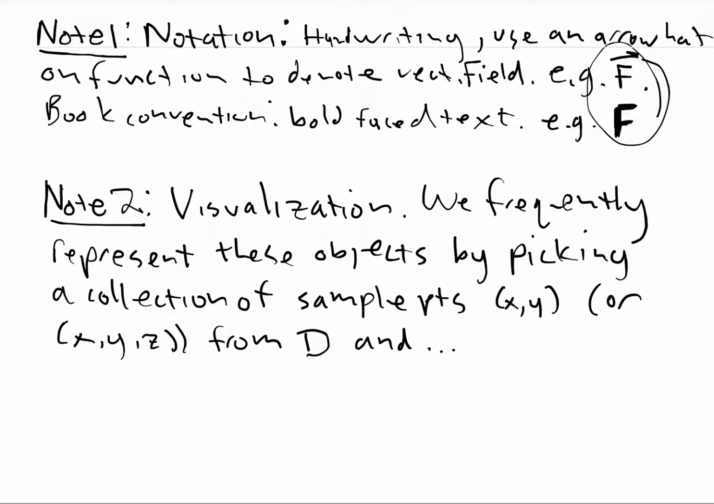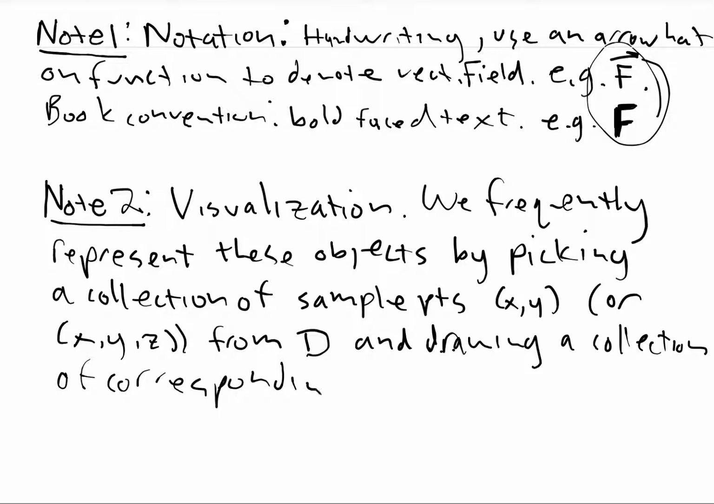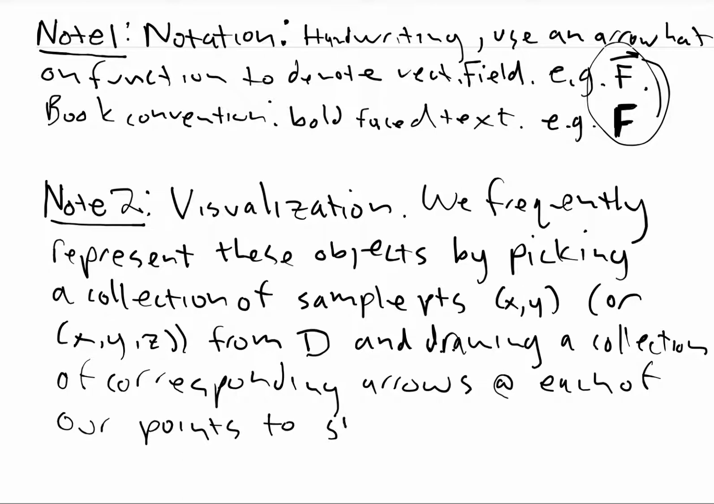As far as visualizing these things, we typically represent these by picking some sort of sample of points from our domain space. And what do we do with these? Well, we draw a collection of arrows at each of our points, to show the output there.